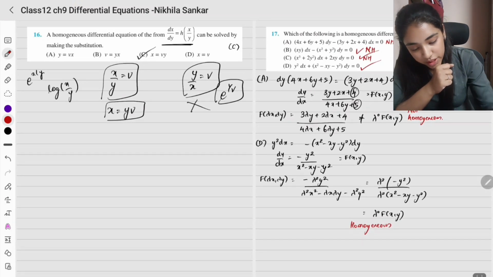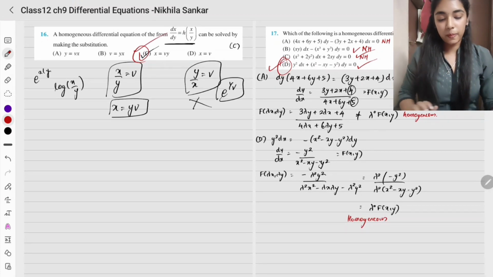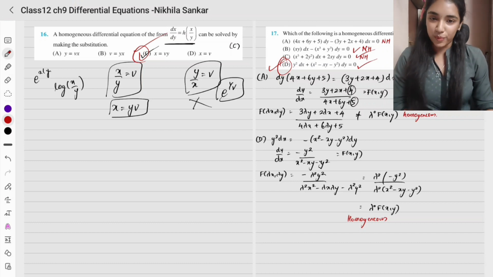So your final solution is option B. So this is your right answer. This is the right answer. Okay, please copy. So with this we are done with homogeneous differential equation. Let's move on to the next topic.